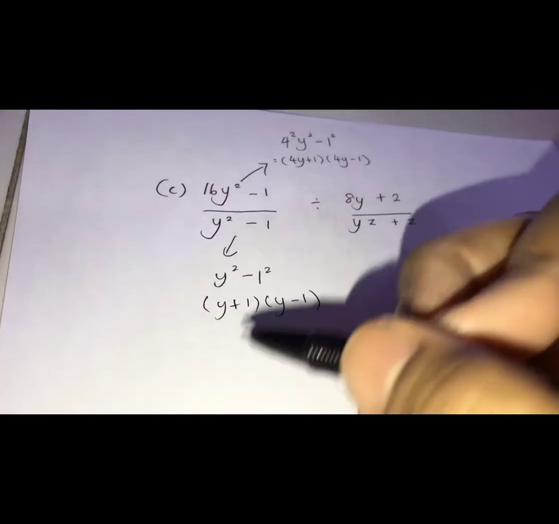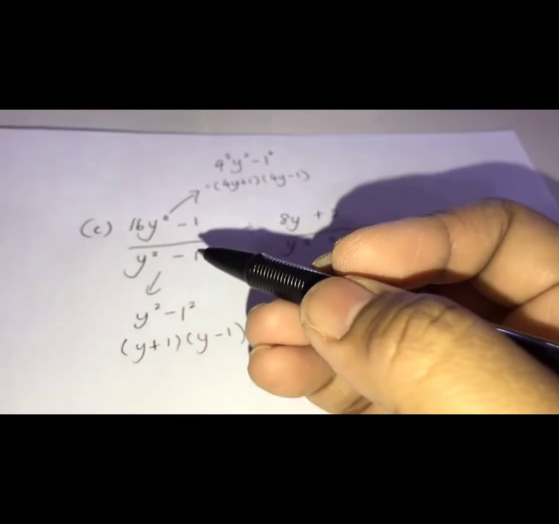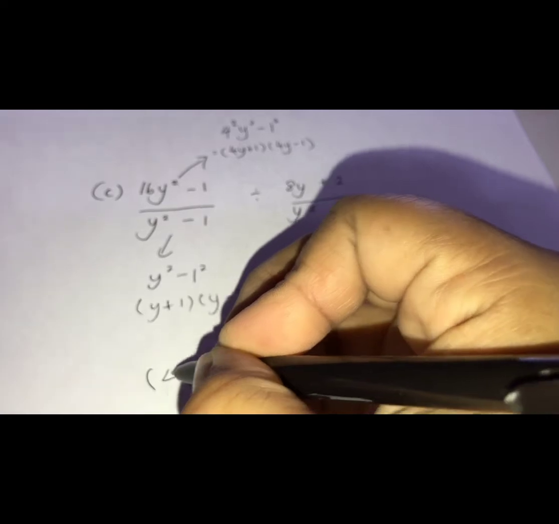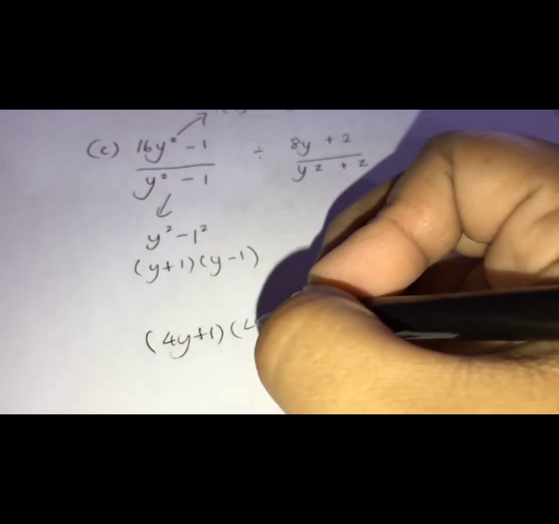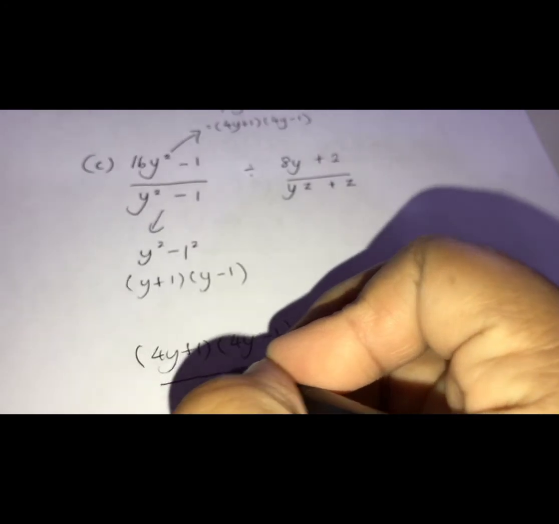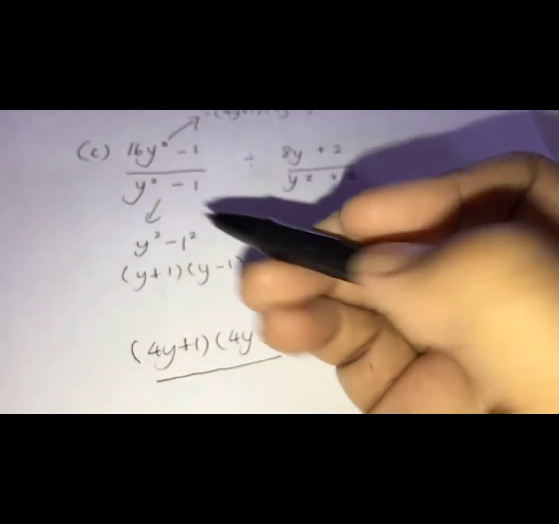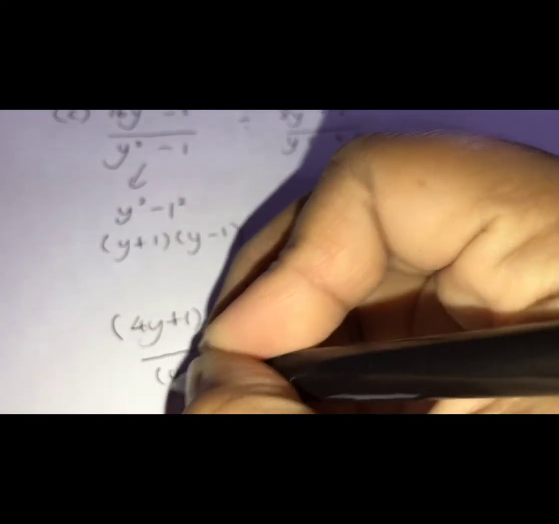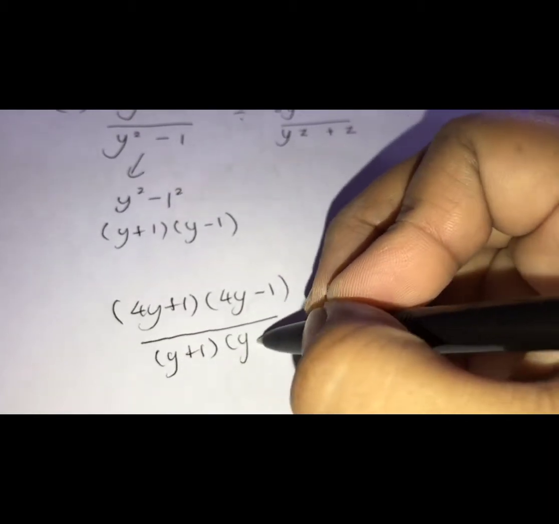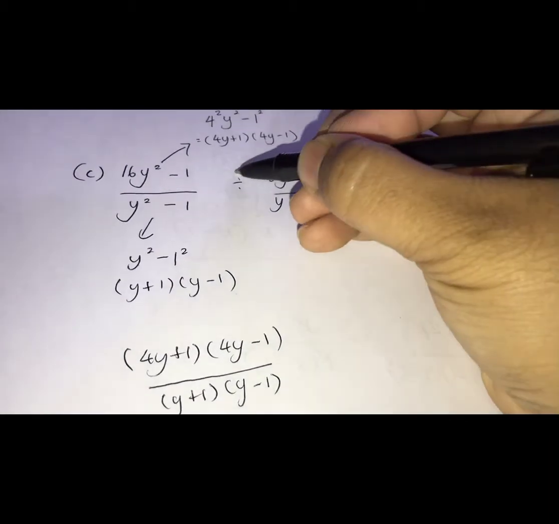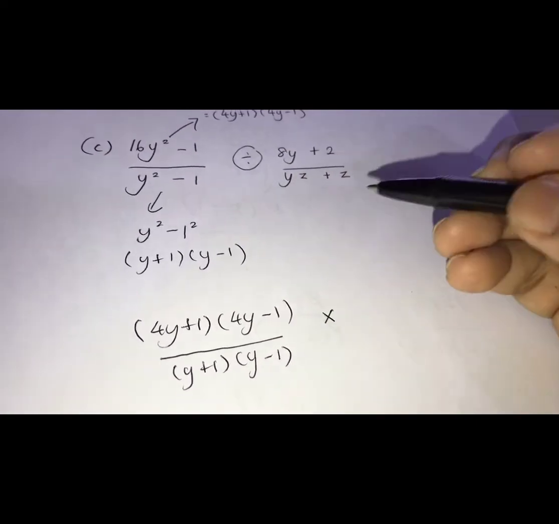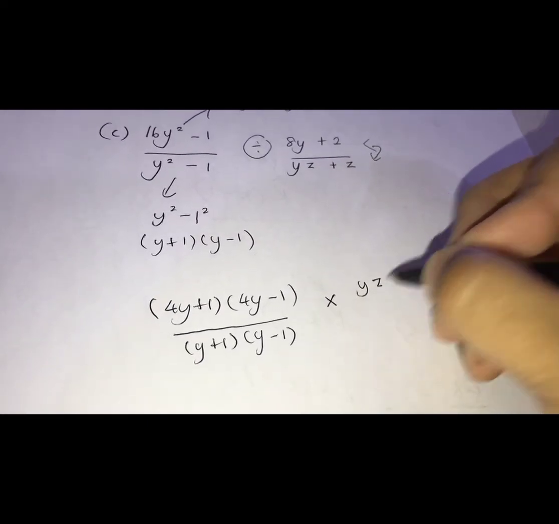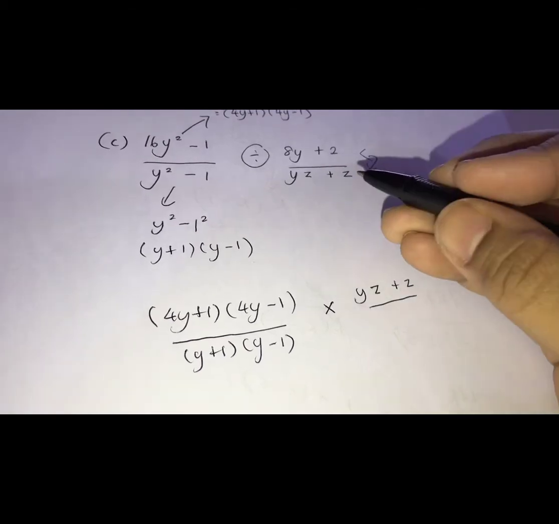Now you can write 16y square minus 1 in the form of factorization (4y plus 1)(4y minus 1) over y square minus 1 equal to (y plus 1)(y minus 1). Then divide, change to times, then you have to inverse this. So yz plus z over 8y plus 2.